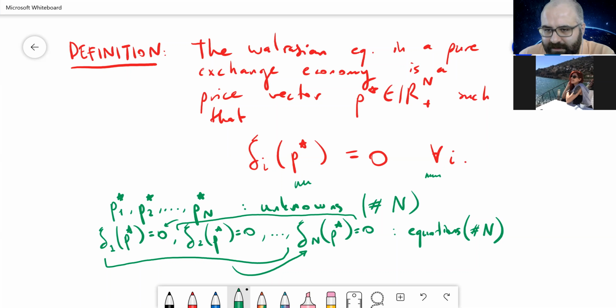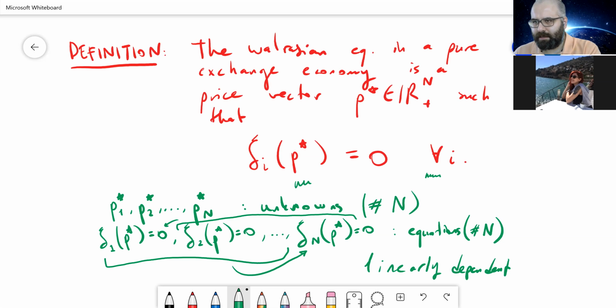In other words, if it is a linear model, let's say, this system is linearly dependent. Because of this dependency, you need to provide new information to the system to find prices. And that is entirely intuitive. Why? Because there is no such thing as an absolute price. Prices are always relative to some common standard.